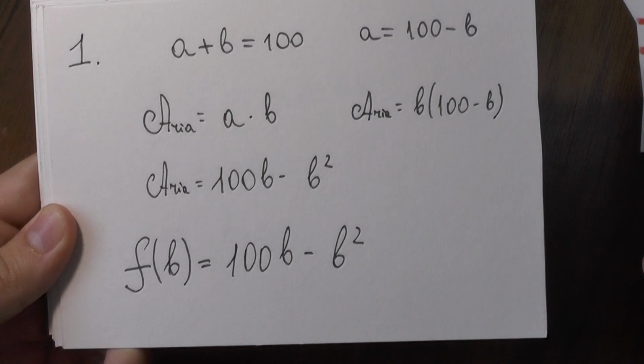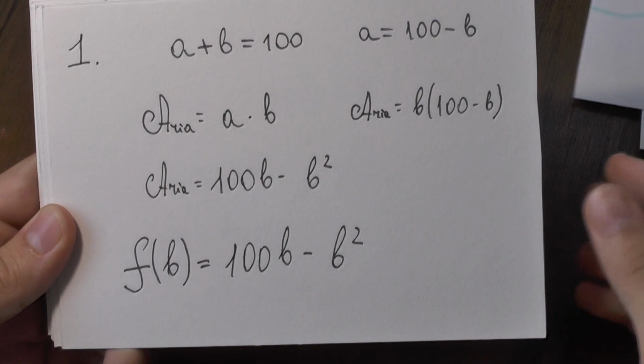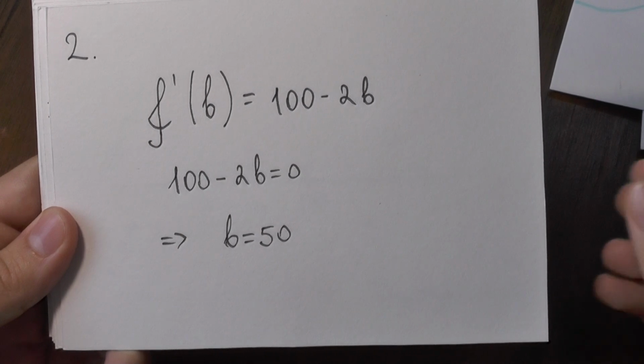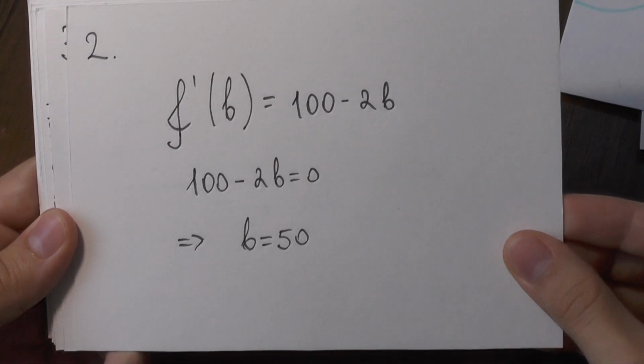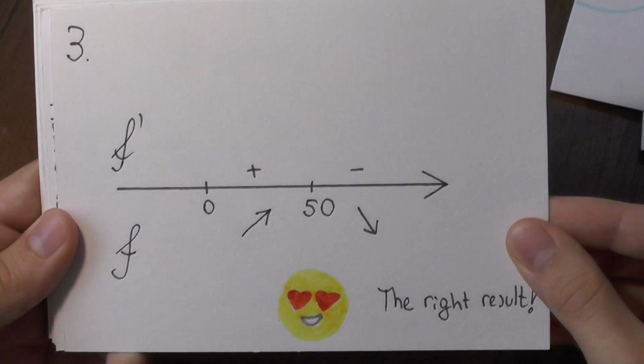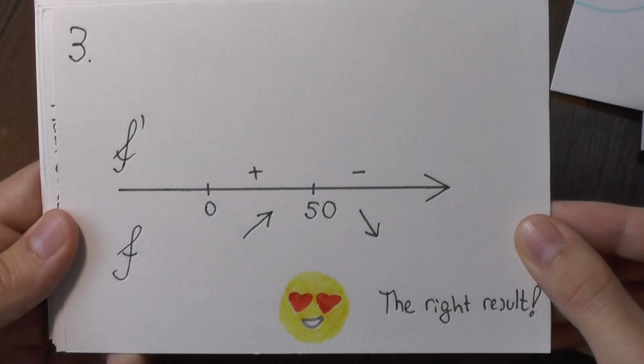First, we define a function based on the area. Second step, we find the derivative and equal it to 0. And third step, we check if it is a maximum value using a graph. Yes, we got the right result.